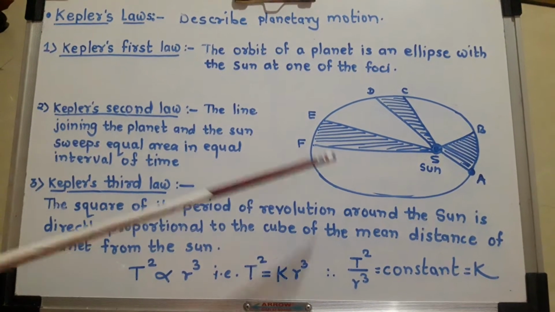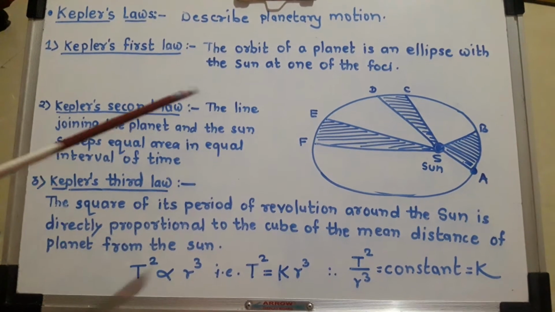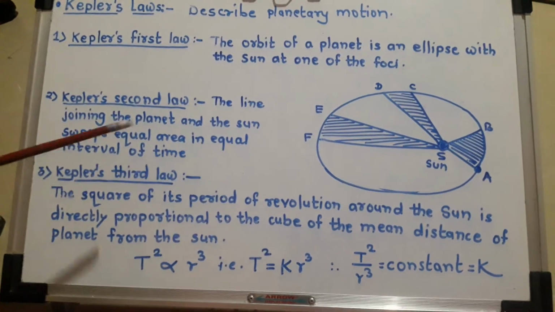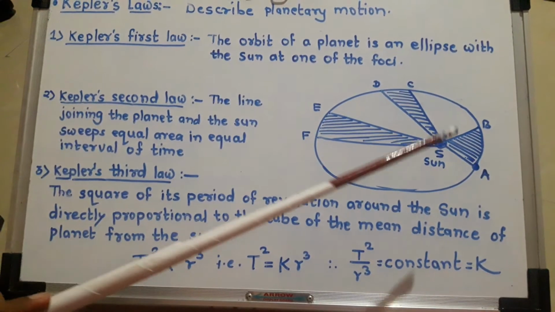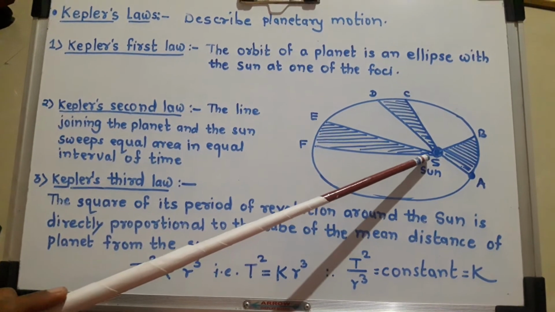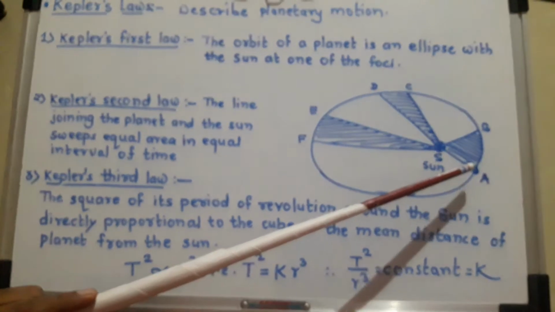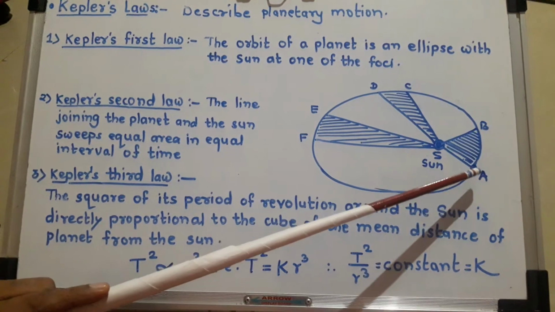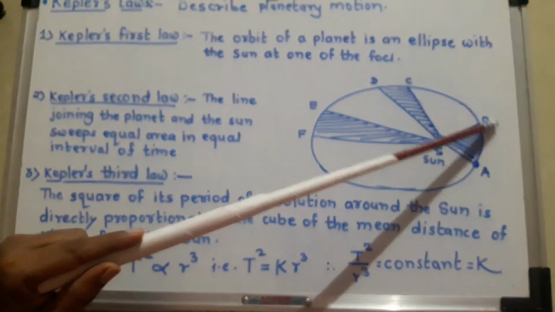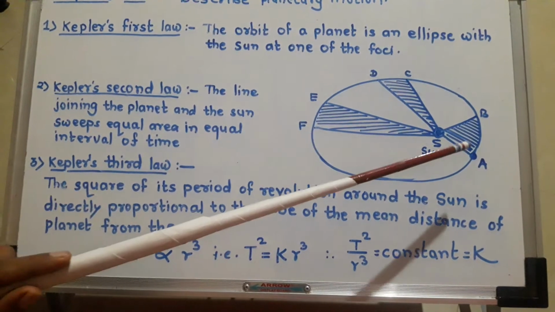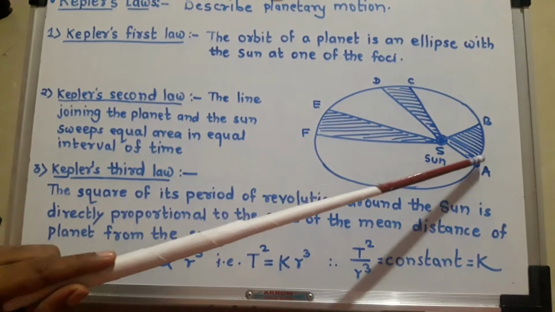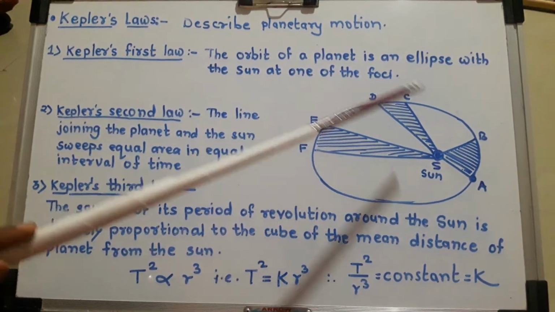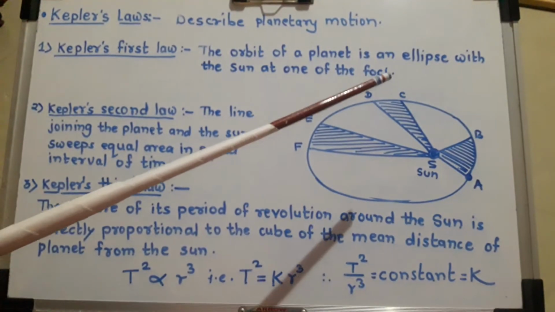The second law, a very important one, Kepler's second law: the line joining the planet and the sun sweeps equal area in equal intervals of time. You can see here in the figure the sun, which I have shown with the letter S, and suppose here is a planet at position A. When it revolves around the sun from A to B or from C to D, the distance covered from A to B and the distance covered from C to D are in equal intervals of time.